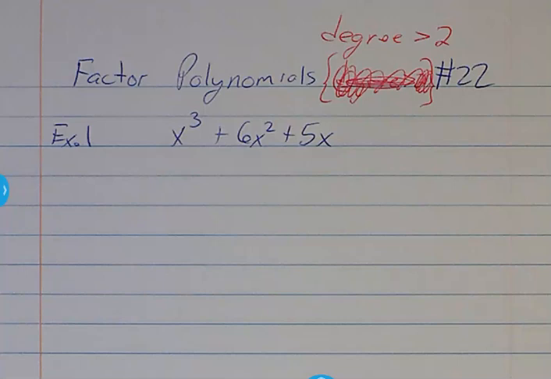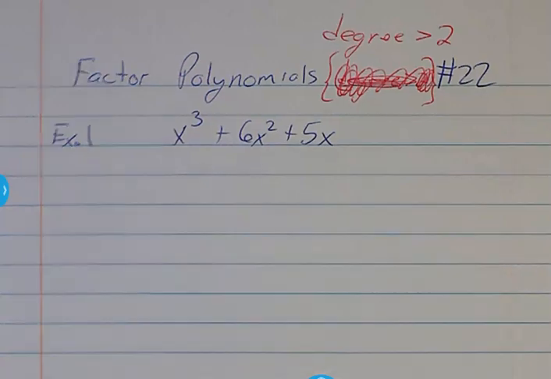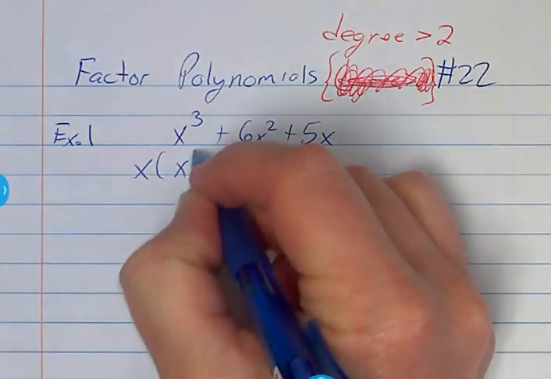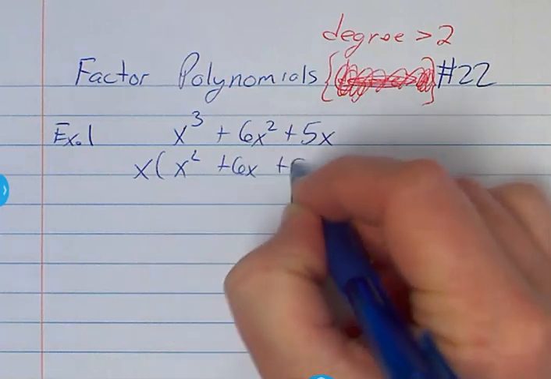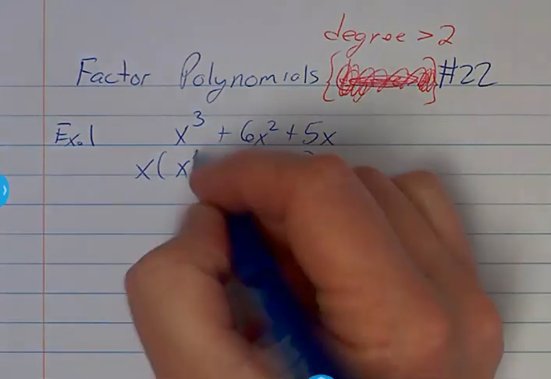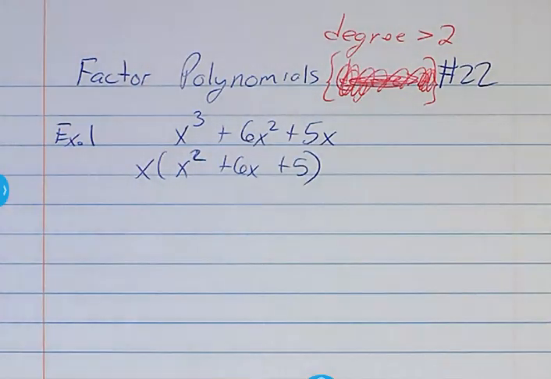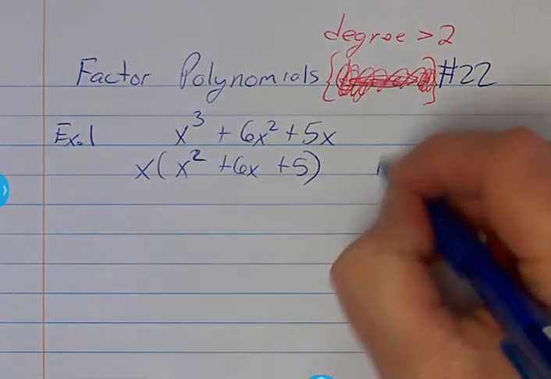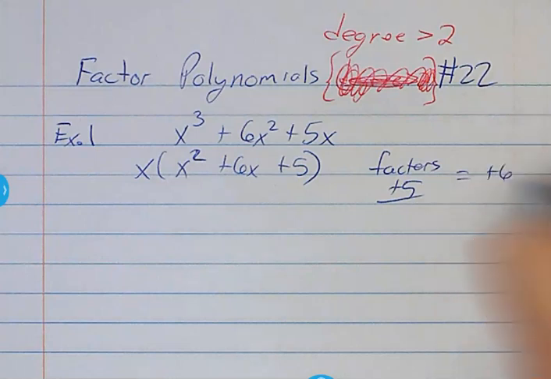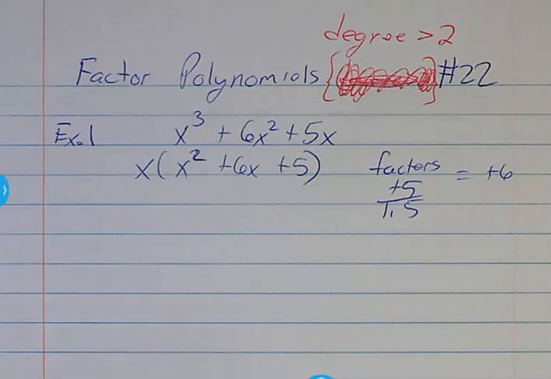Okay, so we can still do these like a trinomial, where we're doing all the ones we did before. So for this one, you would look for the greatest common factor. They all have an x, so you can still take the x out. If you take out 1x, now we've got x squared plus 6x plus 5. From there, it's just your normal factoring. We're looking for the factors of positive 5 where the sum is going to equal positive 6. There's only one way you can break down 5, which is 1 times 5.